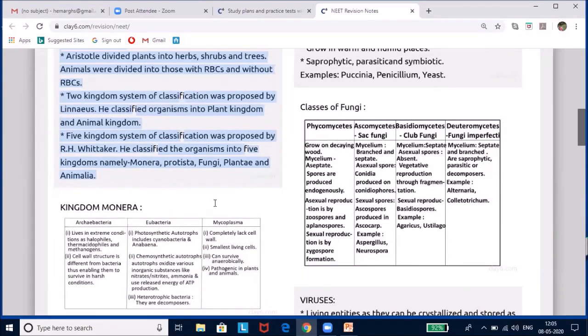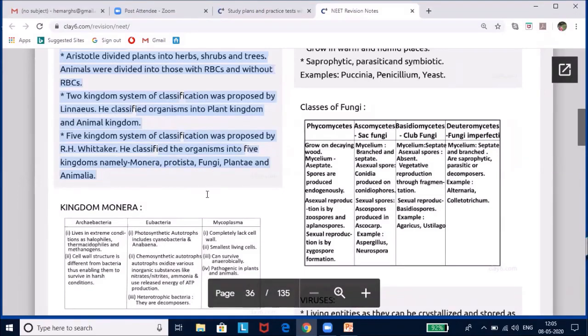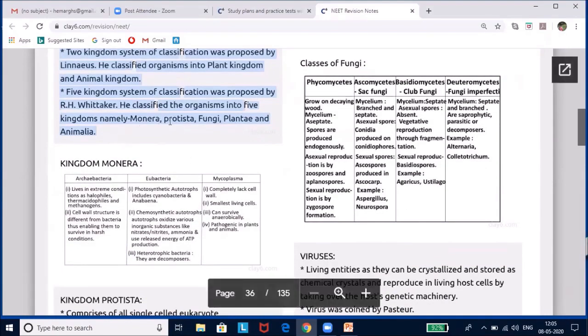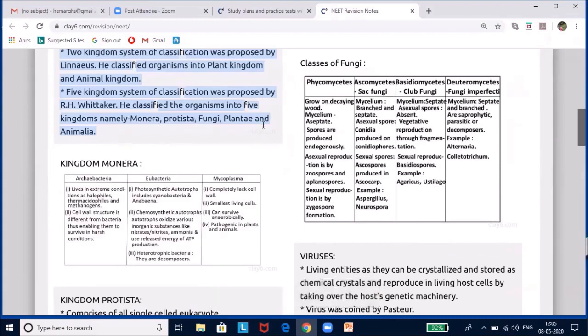Now, later on, because of these difficulties, the classification system has evolved over time. The five kingdom system of classification was proposed by Whittaker, and this is what is now commonly followed. He classified the organisms into five kingdoms, namely Monera, Protista, Fungi, Plantae, and Animalia. Today, in this lesson, we will be learning about three kingdoms: Monera, Protista, and Fungi. Plantae and Animalia will be dealt with as separate units in future lessons.